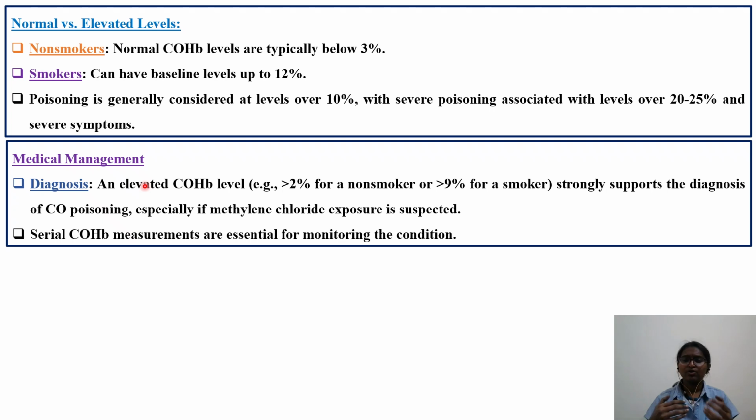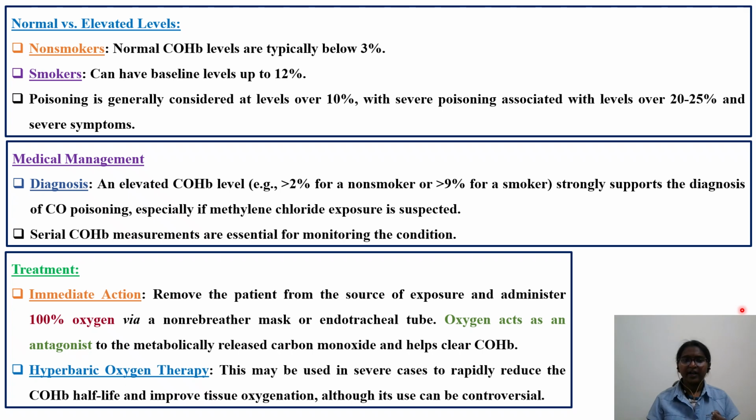So how are you going to manage this particular type of poisoning? Elevated carboxyhemoglobin levels, that is more than 2% in the case of non-smokers or more than 9% in the case of smokers, will support diagnosis. As I told you, every time point you have to monitor the carboxyhemoglobin measurements for monitoring the condition. Okay, and the treatment involves immediate action, and another is hyperbaric oxygen therapy.